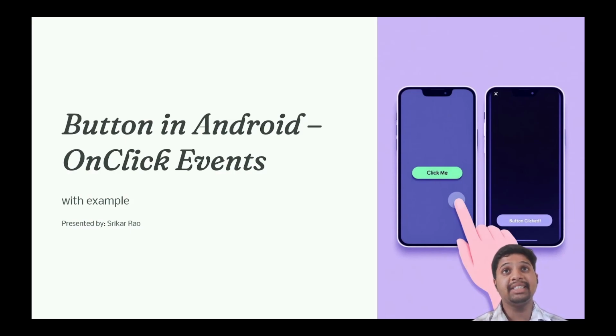Buttons and on-click events. These two components are the foundation of interactivity in Android apps. Whenever you click on a button in any app, whether to send a message, play a video, or submit a form, you're triggering an on-click event behind the scenes. So let's dive in and understand how this works step by step.